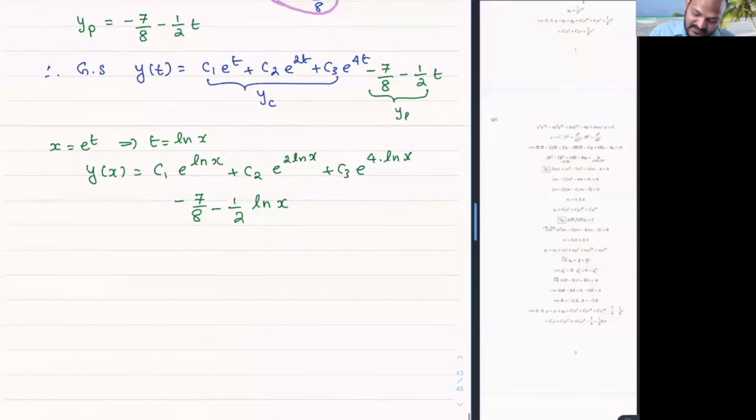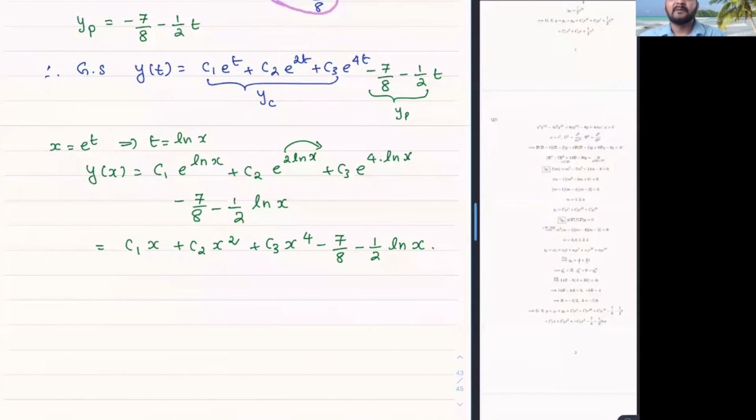So if I rewrite this, then the solution would be c1 x, because exponential functions are inverse of each other with the logarithmic function. And again, this is a logarithm, so I can bring the power there as x squared, and then exponential function, so it's going to be c2 x squared. Then the next one is going to be c3 x to the 4, minus 7 over 8 minus 1/2 ln of x. And that is how you solve this particular problem. I will stop it right here.